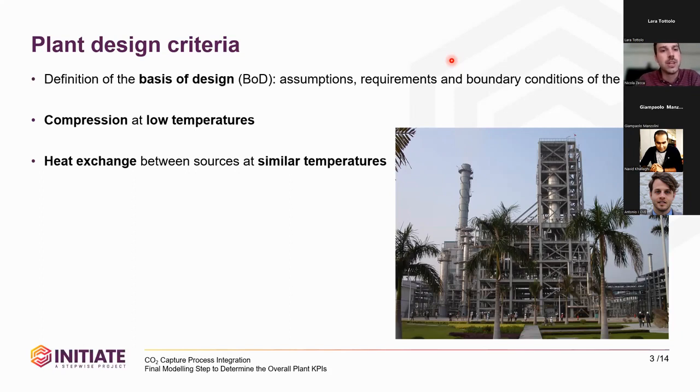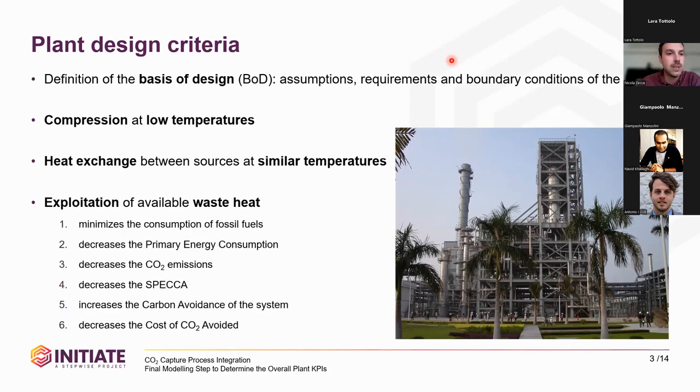Heat exchange between sources at similar temperatures, and exploiting the available heat in the plant when possible, brings many advantages. For example, it minimizes the consumption of fossil fuels, decreases the primary energy consumption, and decreases the CO2 emissions, since we reduce the consumption of fossil fuels. It also increases the carbon abundance of the system and decreases the cost of CO2 avoidance. So we have an advantage in terms of the KPIs that were introduced before by Gianpaolo.